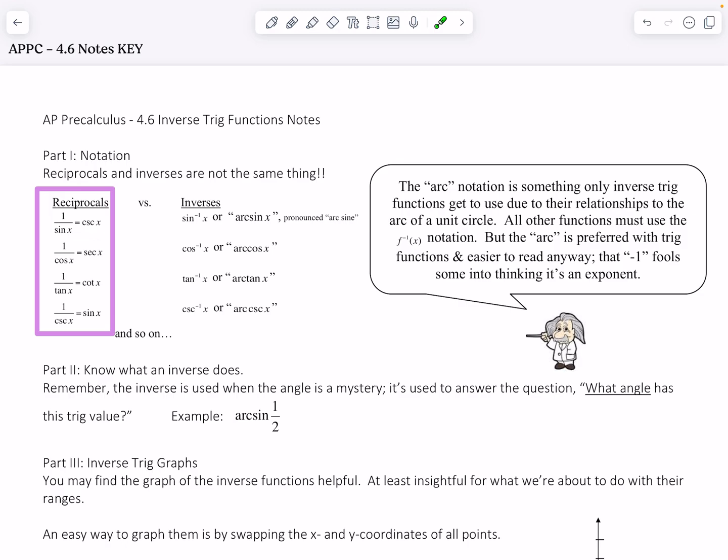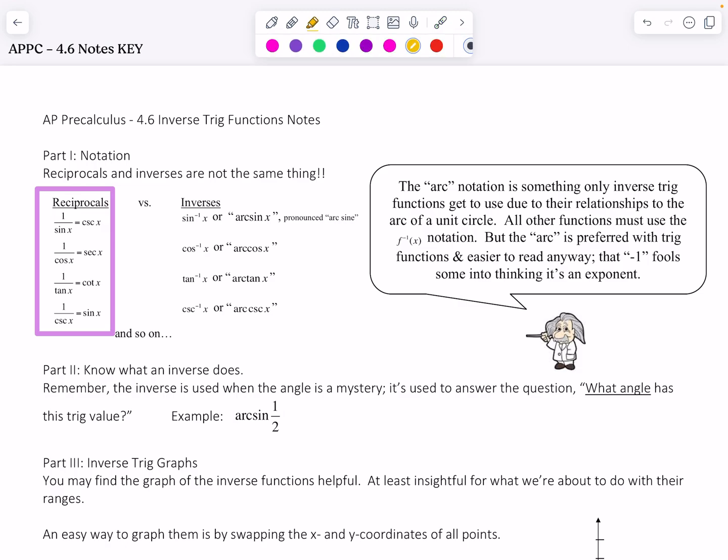Now we're going to go ahead and talk about inverses. And with inverses, we often use this little symbol that looks like an exponent of -1. So that's our inverse symbol. We've seen that before with function notation. But when it comes to our trig functions, we actually use the term arc. So when I'm talking about the inverse of sine, I'm going to say arc sine, the inverse of cosine, arc cosine, inverse of tangent, arc tangent, and so on.